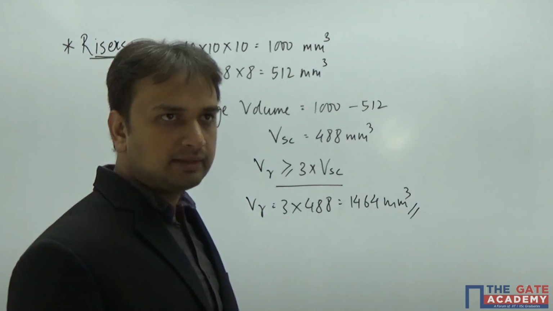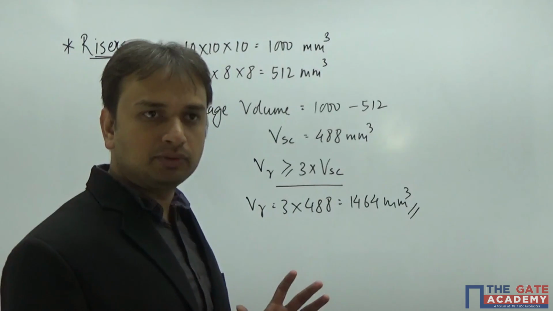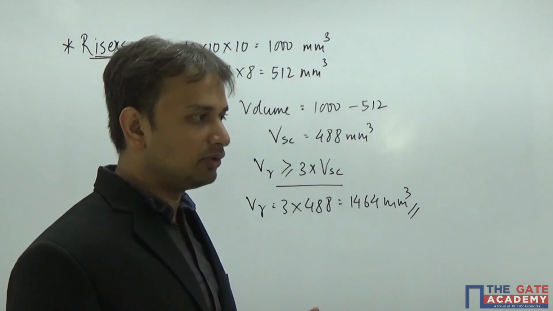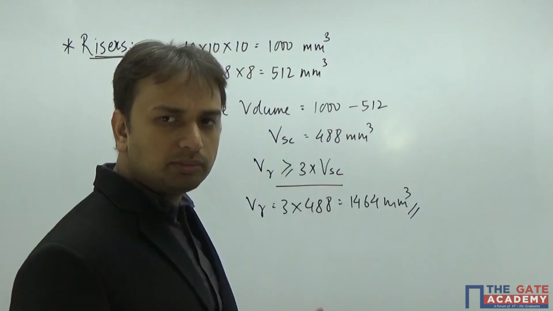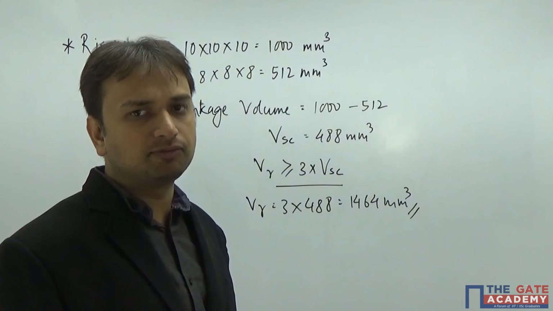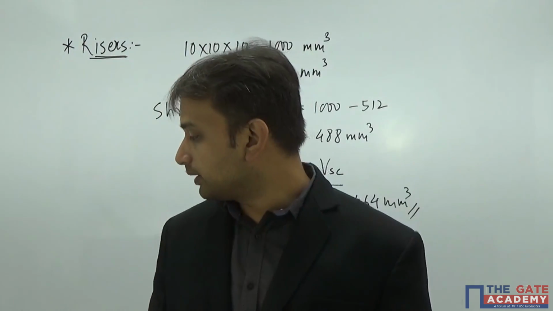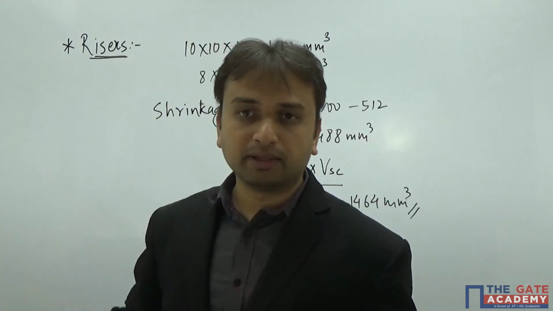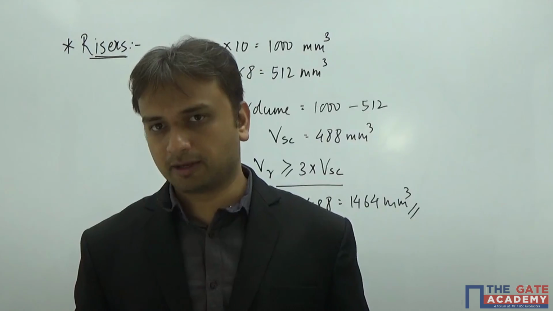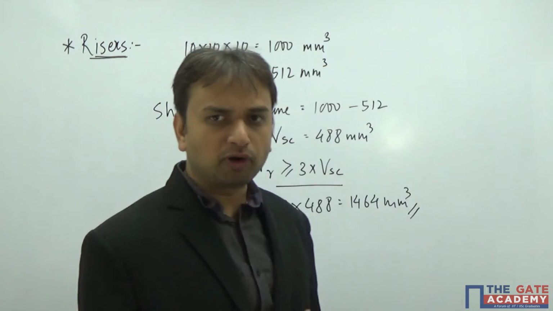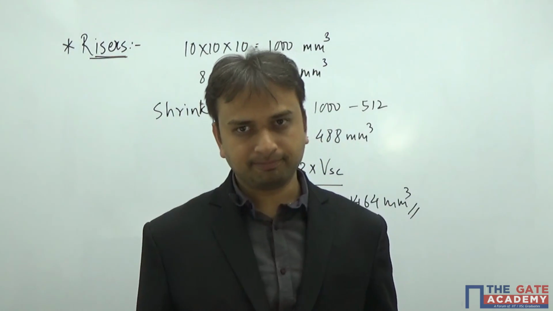So now our main discussion is going to start. Sir, if volume of the riser is known to you, then what? Fine, you have told that it is going to be thrice the shrinkage volume, fine, but what is going to be the surface area? Because the surface area is the one which is also playing a very important role in determination of the solidification time, right? So what is going to be the surface area?